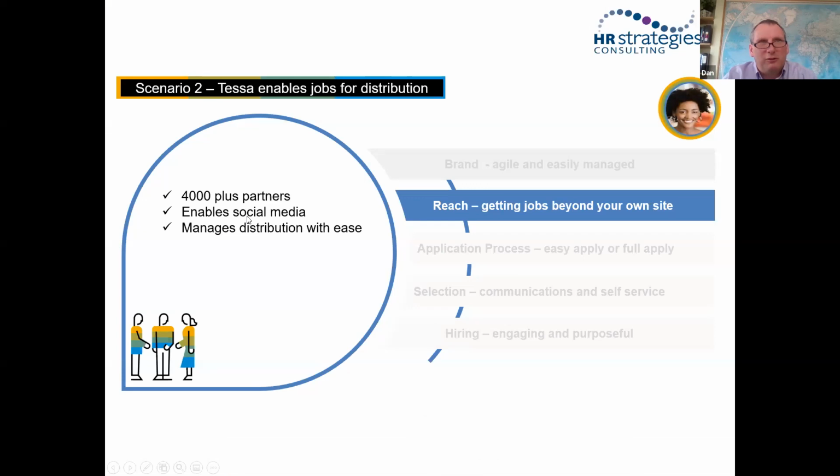All right, so it says 3,700 and something in my demo account. There's actually over 4,000 plus partners, including all the major social media destinations.